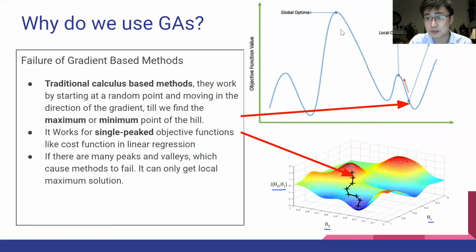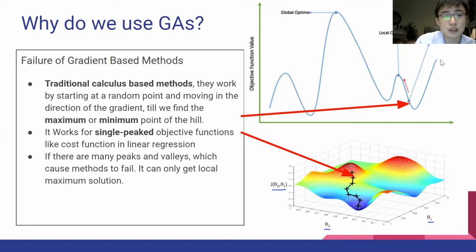We can see this graph. We randomly pick a point and we want to find the maximum solution. So we just go up. And then we find the peak of the hill, right? Found the maximum value. They think this is a global optimum solution, but it's not true, right?